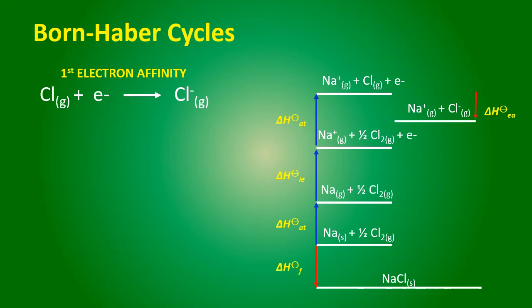So all of these processes that we've looked at initially, atomization, we're putting energy in to break up the lattice. Atomization for chlorine, we're putting energy in to break up the molecule. They're endothermic processes. Ionization energy, again, we have to put energy in to overcome the attraction of the electron for the nucleus.